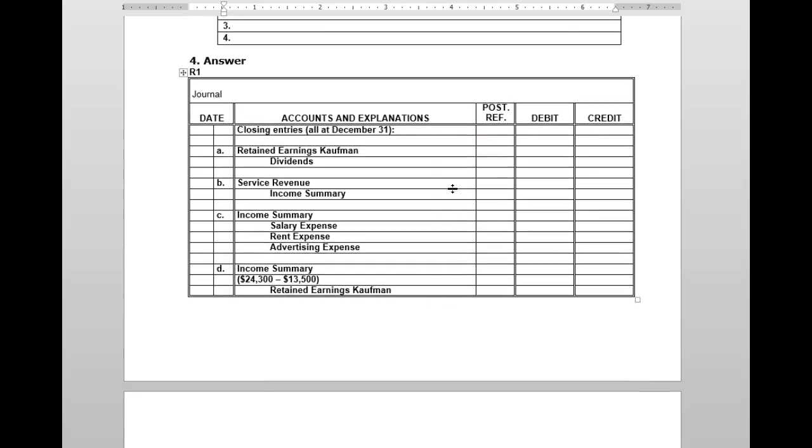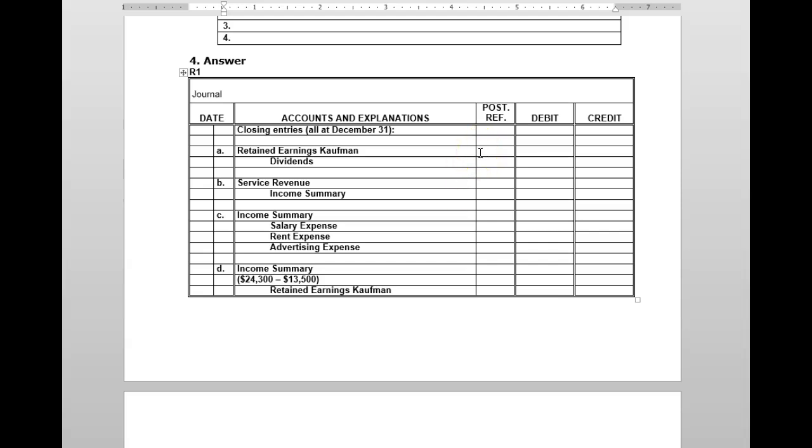Now, if we go down to 4, 4 is asking you to journalize closing entries. And this is the glory of accounting. It's such a beautiful puzzle when it all goes together. So to get the retained earnings correct, you have to net all of the accounts that make up retained earnings, and that would be revenues, expenses, dividends, and net income ends up getting dumped into revenue, and that's done with the closing entries.